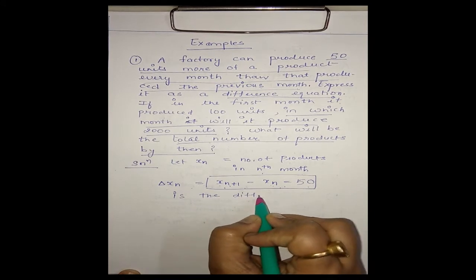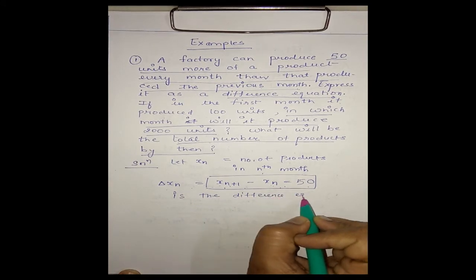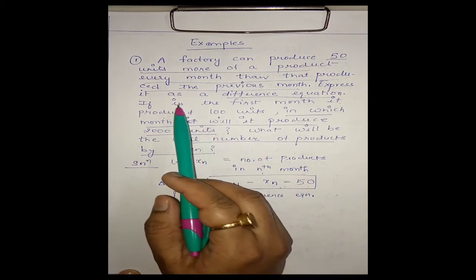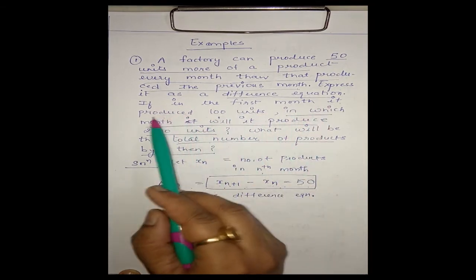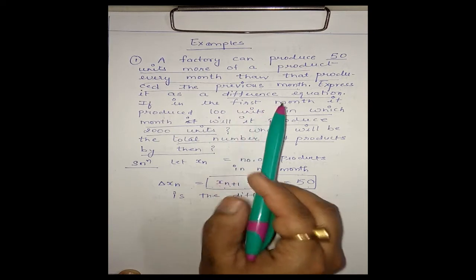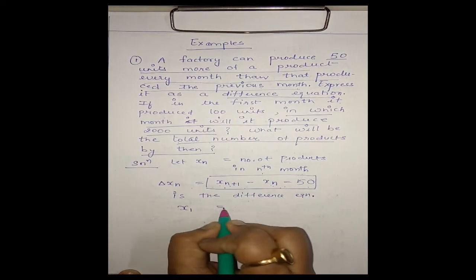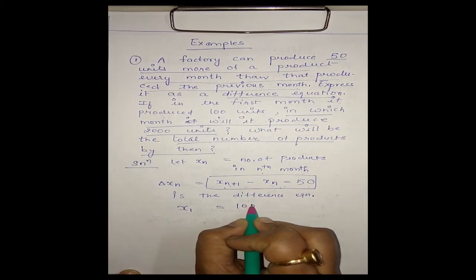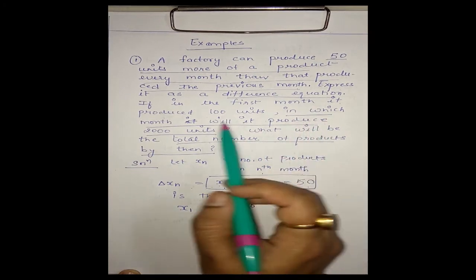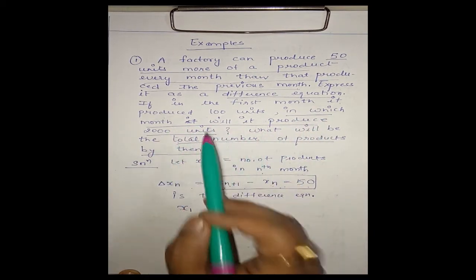First part of the problem. Okay, this is the difference equation. Clear? Now, in the next part, if in the first month it produced 100 units, that means x1 is given to be 100. In which month does it produce 2000 units?